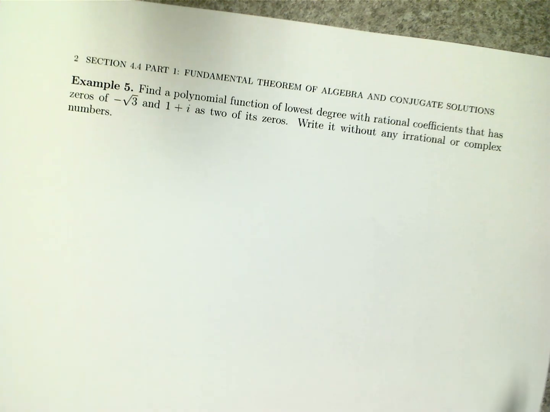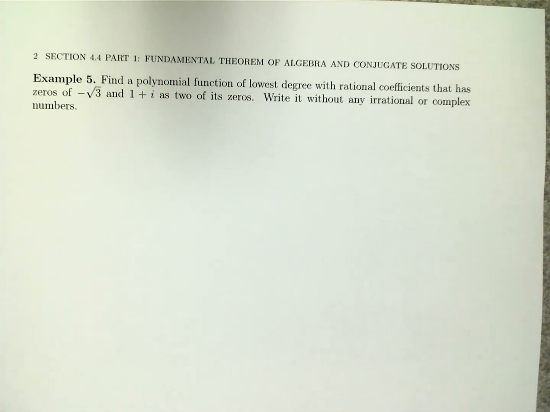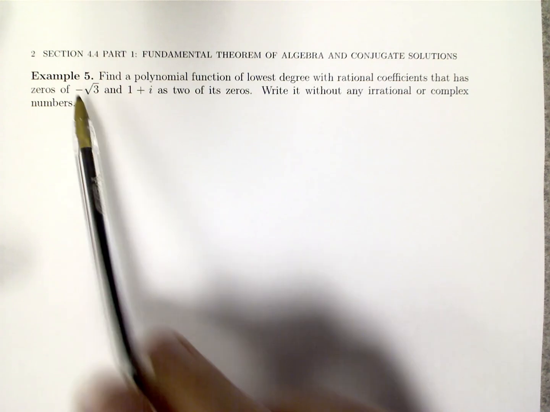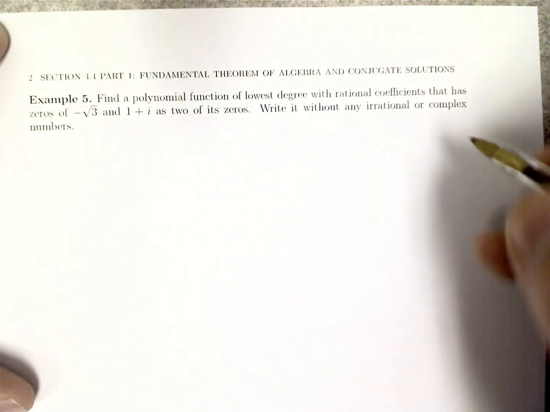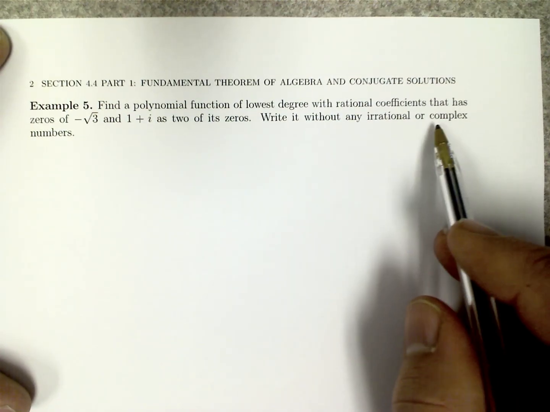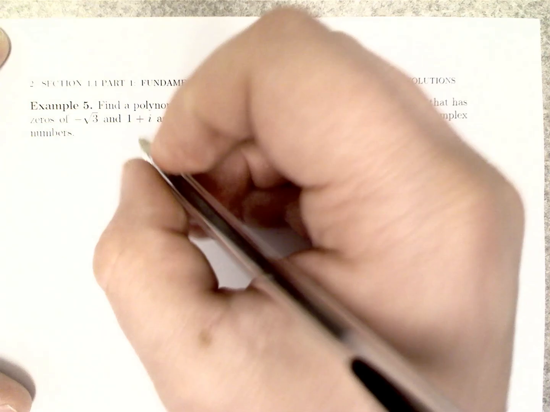All right. One more example we could take a look at. So now in this instance, we want to find a polynomial of lowest degree with rational coefficients that has the zeros negative root of 3 and 1 plus i as two of its zeros. So we know we want to write this without any irrational or complex numbers.